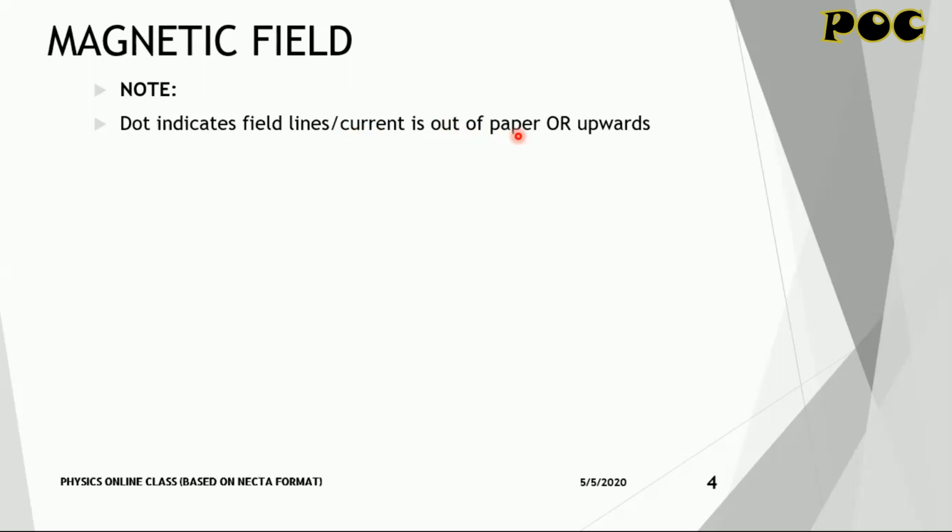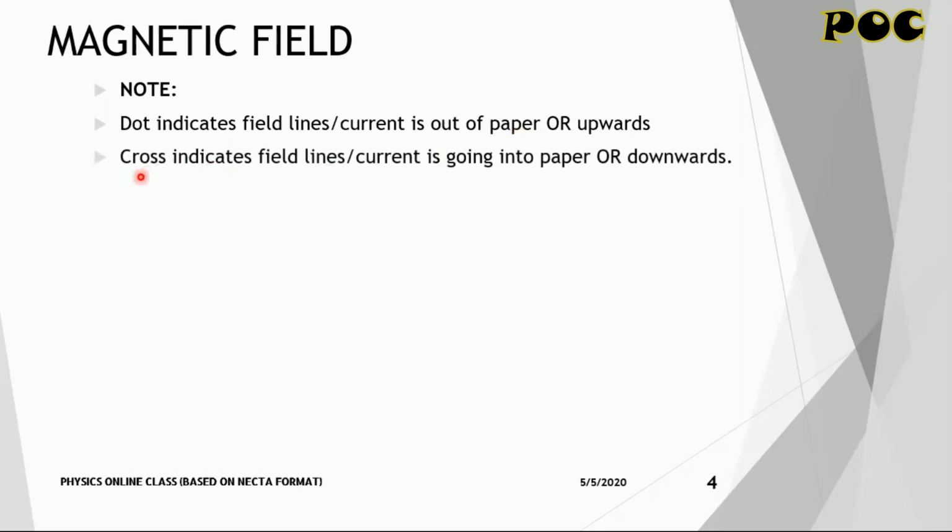Now, in order to understand this concept, imagine you are sitting, and you have a paper on the table, and you are looking at that paper from the top. When you see a dot, it means the field or current is coming upward, or is coming out of the paper which you are looking at. Therefore, the current is flowing towards you.